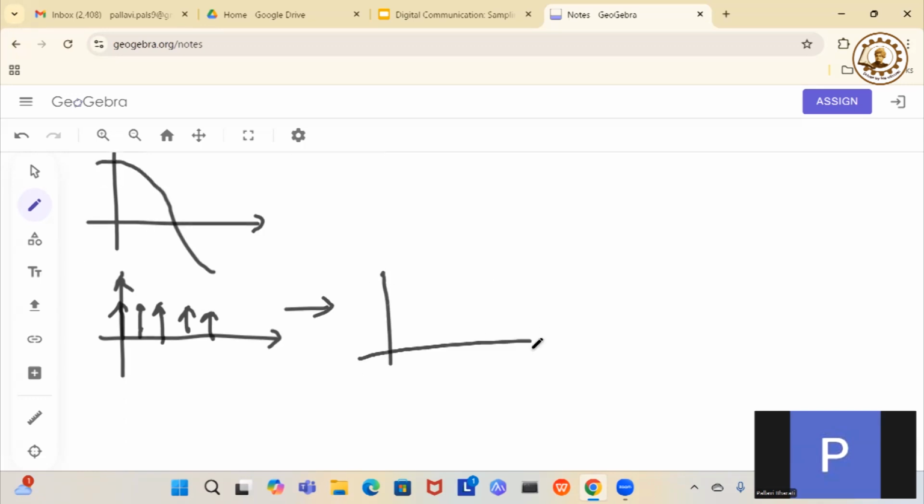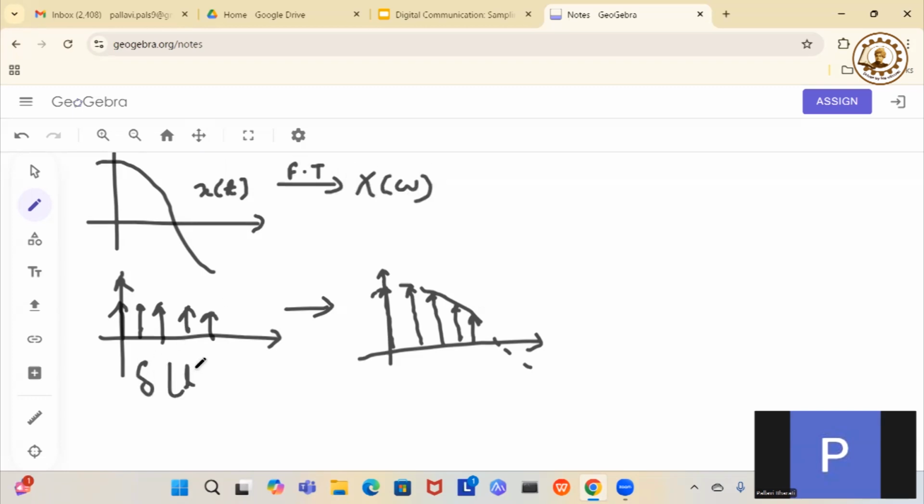So how will the sampled signal look like? This one will be the sampled signal. Now, if I represent this signal as x of t, the Fourier transform for this signal will be x of omega. If this one is your delta t, I have to represent it by delta t. The samples are taken at intervals of Ts, so it is this one. Finally, this one is your sampled signal.